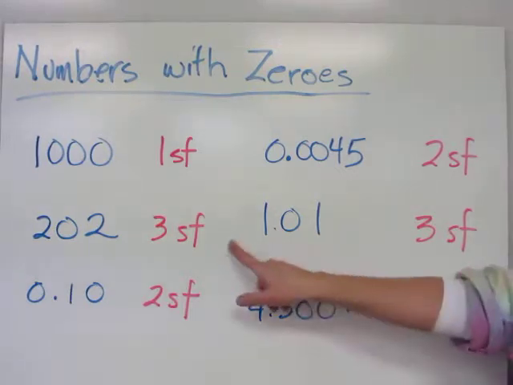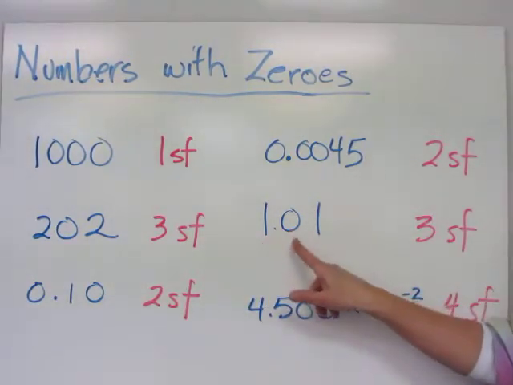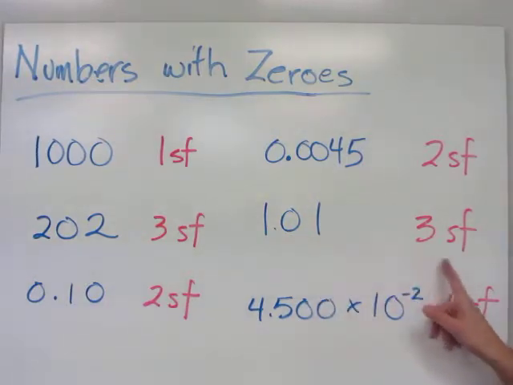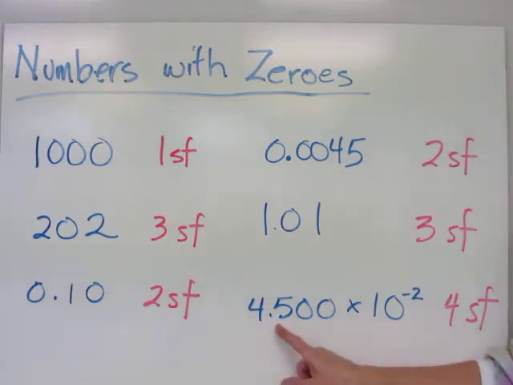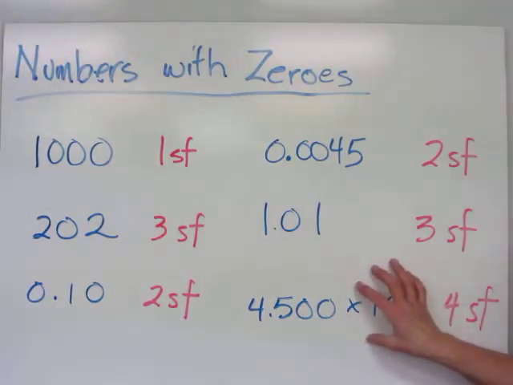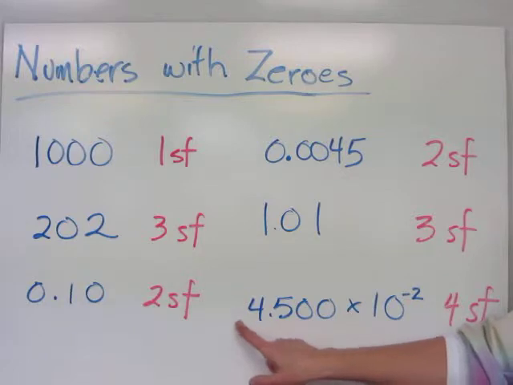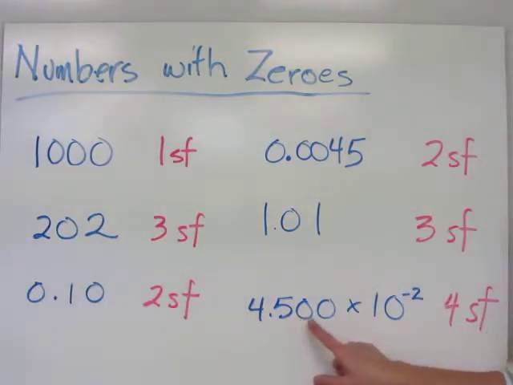1.01, start counting with the first one on the left of the decimal and keep counting till you run out of numbers. You have 3 significant figures. 4.500 times 10 to the second. You can ignore the power of 10, the magnitude of the number. You just want to look at the mantissa, and we have 1, 2, 3, 4 significant figures.